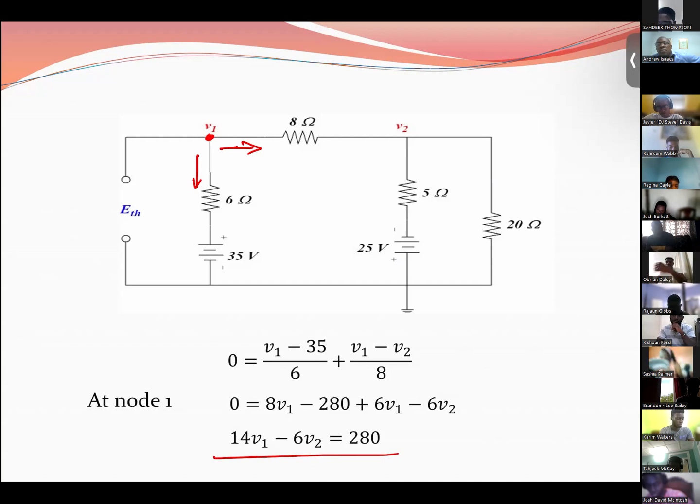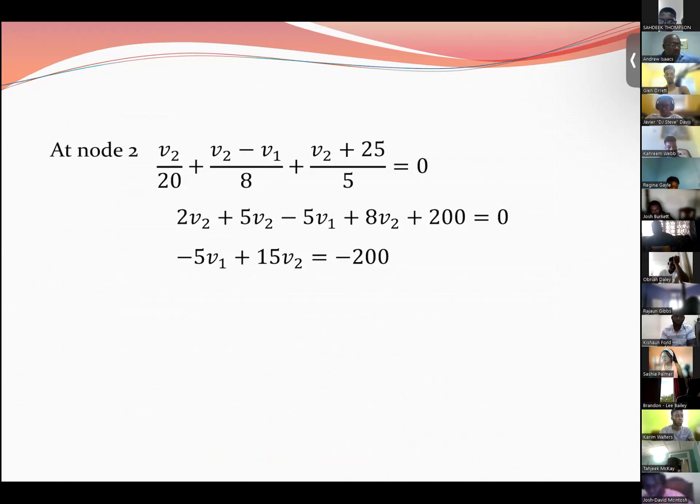For node 2, we'll be looking at the currents leaving node 2. So from node 2, the current through the 8 ohm resistor would now be V2 minus V1 over 8. Current through the 5 ohm would be V2 plus 25 over 5. And for the 20, it would be V2 over 20, which is what we have here. All right.